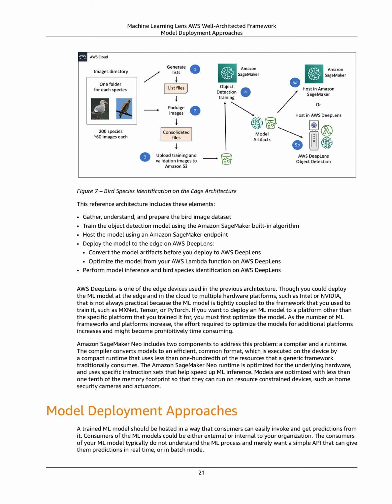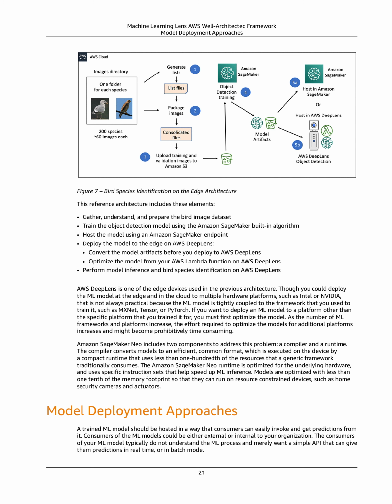Amazon SageMaker Neo includes two components to address this problem: a compiler and a runtime. The compiler converts models to an efficient, common format, which is executed on the device by a compact runtime that uses less than 1/100th of the resources that a generic framework traditionally consumes. The Amazon SageMaker Neo runtime is optimized for the underlying hardware, and uses specific instruction sets that help speed up ML inference. Models are optimized with less than 1/10th of the memory footprint so that they can run on resource-constrained devices, such as home security cameras and actuators.